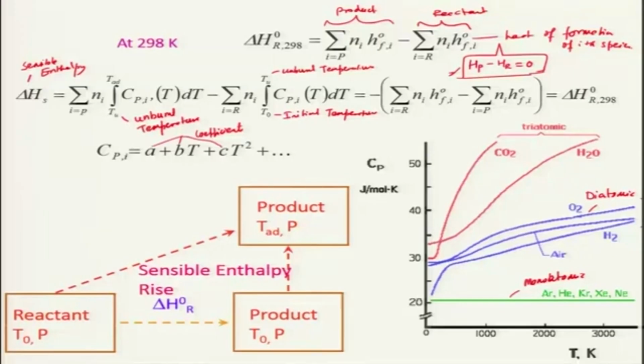And if you look at these, the reactants are at T naught and P, and then there will be heat of reactions generated here. This is your heat of reactions, and the product will be at the same temperature, and this heat is being utilized to raise the product from T naught to T adiabatic, that is your adiabatic temperature, which we need to find out.